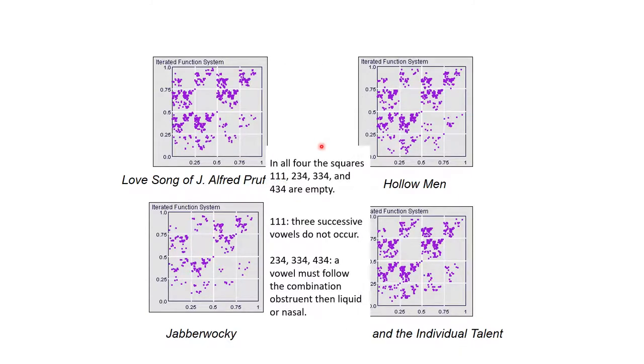In all four, the squares 1,1,1, 2,3,4, like here, 1,1,1, 2,3,4, here, 334 and 434 are empty. 111 means three successive vowels cannot occur. And these 234, 334, 434 mean that a vowel must follow the combination obstruent, then liquid or nasal. So these are the things you will see from this.